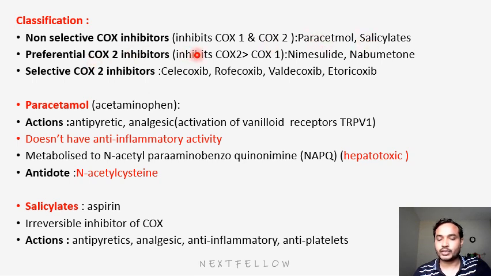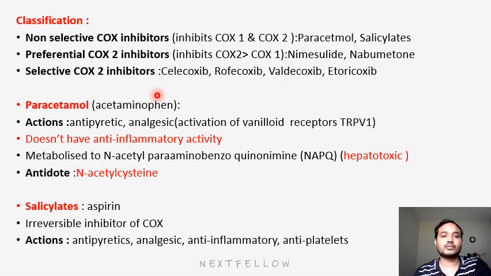Preferential COX-2 inhibitors means they inhibit COX-2 more than COX-1. In this group we have examples like nimesulide and nabumetone. Next, selective COX-2 inhibitors will inhibit only COX-2. In this group we have examples like celecoxib, rofecoxib, valdecoxib, etoricoxib. These drugs are very important. If the name has COX in it, those are selective COX-2 inhibitors.